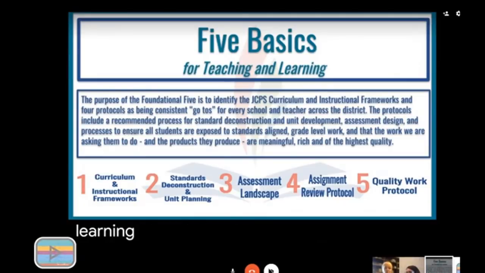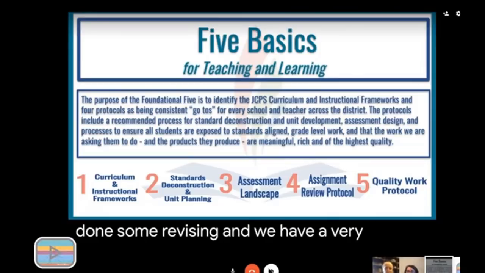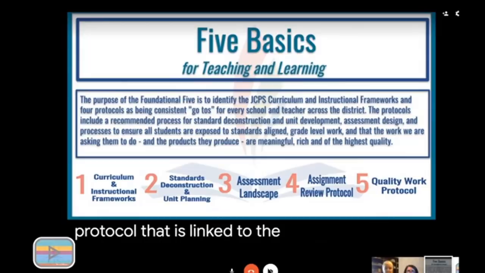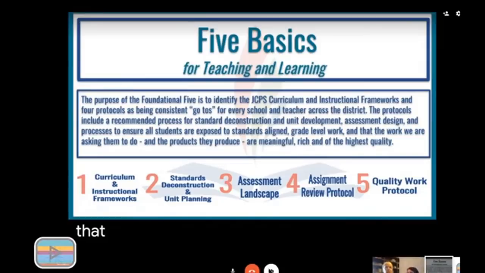So quickly, 1, the curriculum and instructional frameworks. 2, standards, deconstruction, and unit planning. And we've done some revising, and we have a very clean protocol that is linked to the teacher backpack that will take you through this process in a way that really leads you to the kinds of outcomes we want in the lessons that we plan for our students. The assessment landscape is something that I don't think we've spent enough time on. Really, really important. We're going to talk more about each one of these as we go.